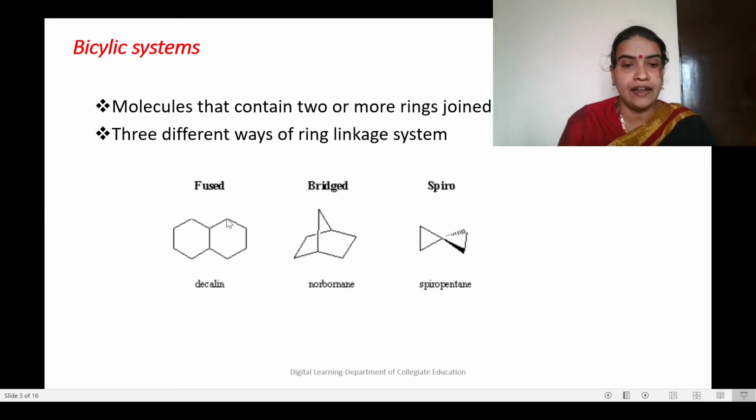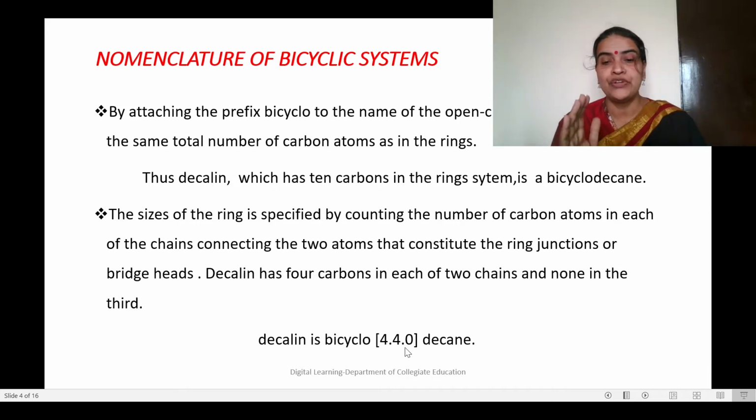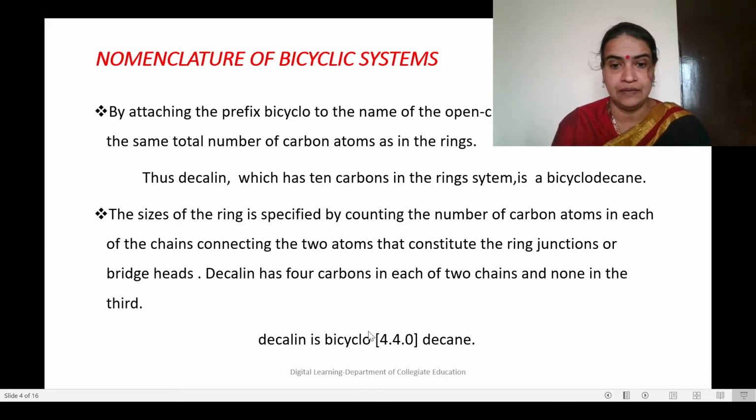How about the second ring? Again 1, 2, 3, 4. Again 4 carbon atoms are there in the second ring and no carbon atoms in the bridge. So we can name it as decalin, can be named as bicyclo in bracket 4.4.0. 0 stands for no carbon atom in the bridge. There is no bridge. Decane. So this is the complete name of decalin. Bicyclo 4.4.0 decane. Decalin is the common name. Bicyclo 4.4.0 decane is the IUPAC name.